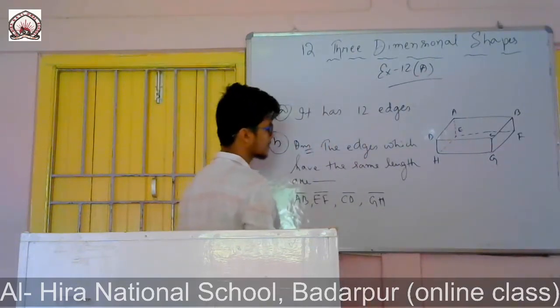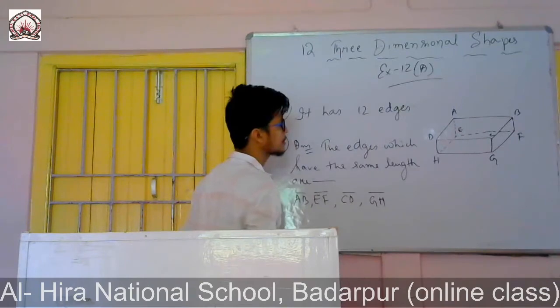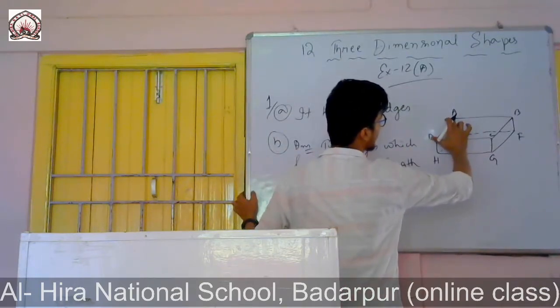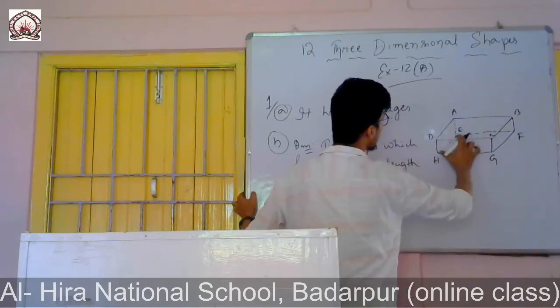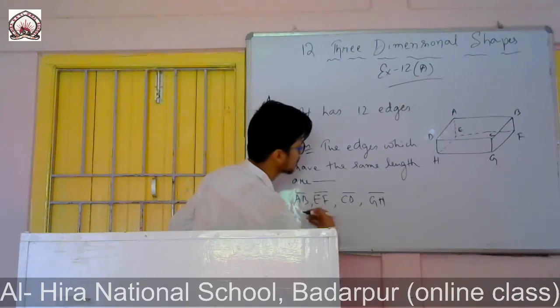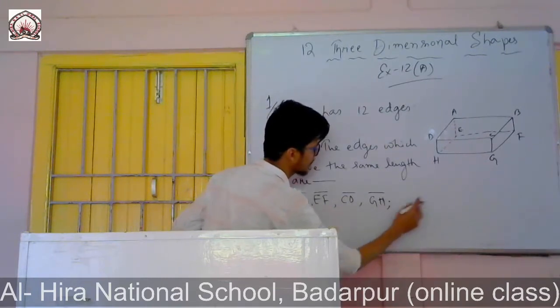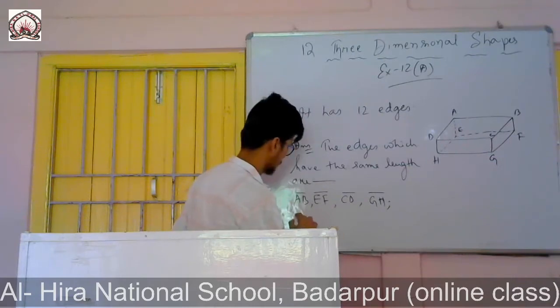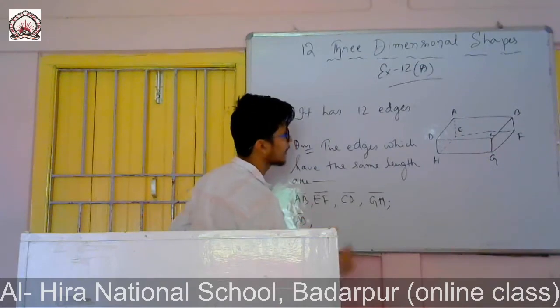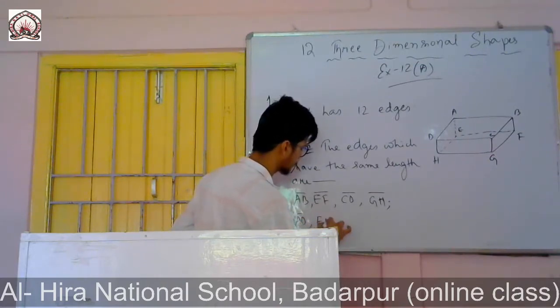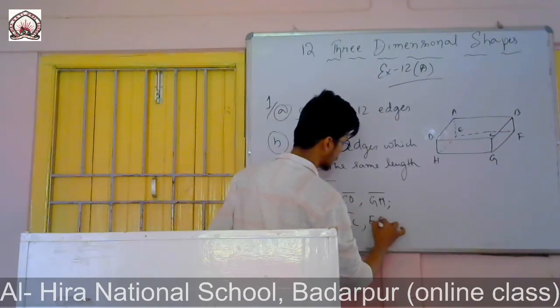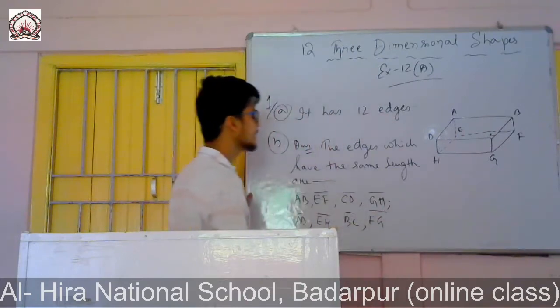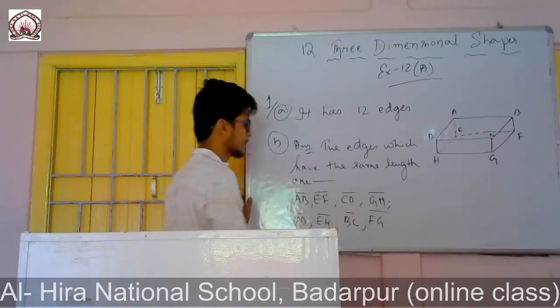Then another one is there. If you start writing, it will be this side. If you take AD and BC same, BC and FG same, AD and EH also same. You can write in another line, or you can write here also, it's up to you. Okay, you write it here, you will not get confused. Then comes AD, EH, then BC, then FG. AD, EH, BC and FG.